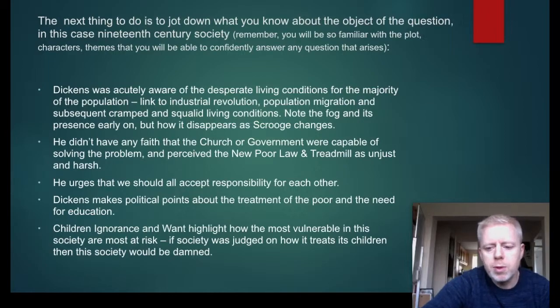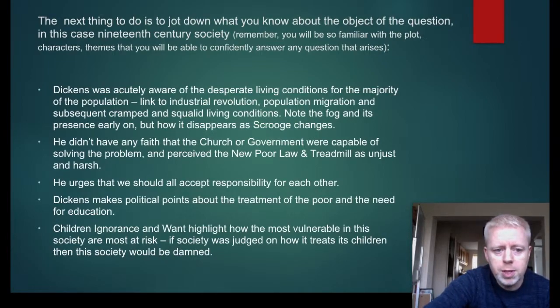Based on the examiner's reports I've read and the examiner's courses I've gone on, it's important. You've got 52 minutes to answer this question. It's crucial that you do a plan. Every examiner's report I've read states that students who show evidence of planning routinely secure higher marks. You're going to know the story extremely well at this point, so jot down what you know about 19th century society and how it's portrayed in A Christmas Carol.